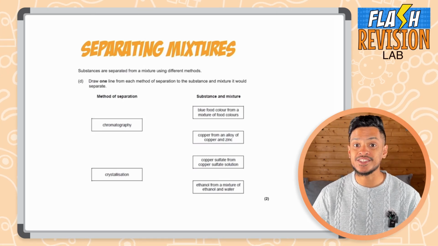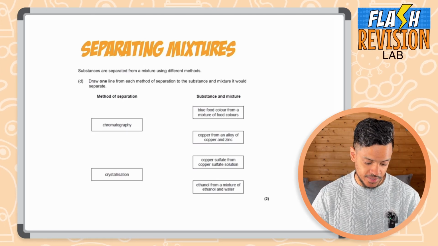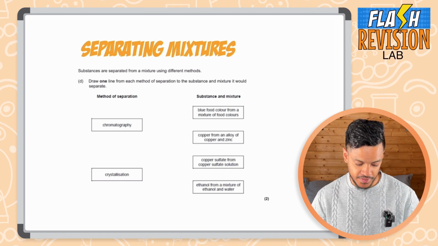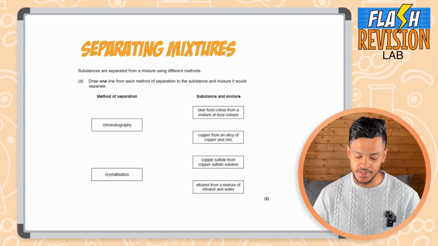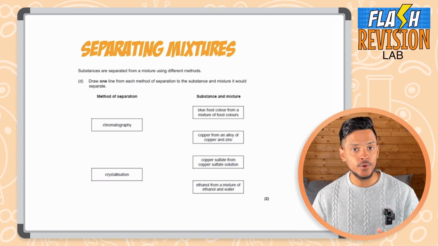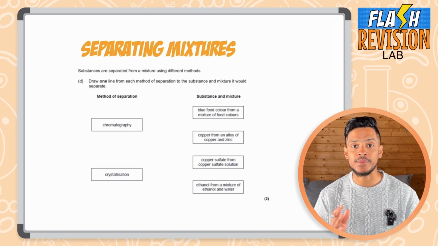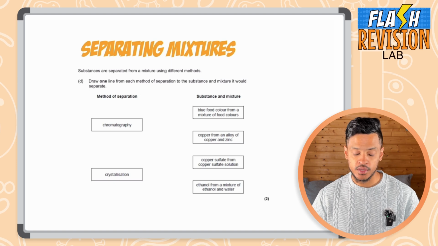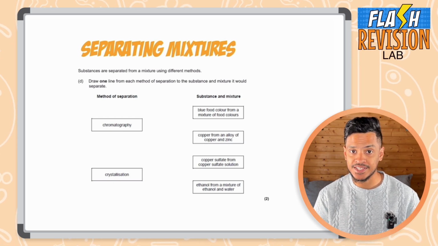Okay, a question here on separating mixtures. Substances are separated from a mixture using different methods. We've got two different methods here: chromatography and crystallization. They've given us 4 examples of substances and mixtures, and we basically need to match which one goes with which separation technique.